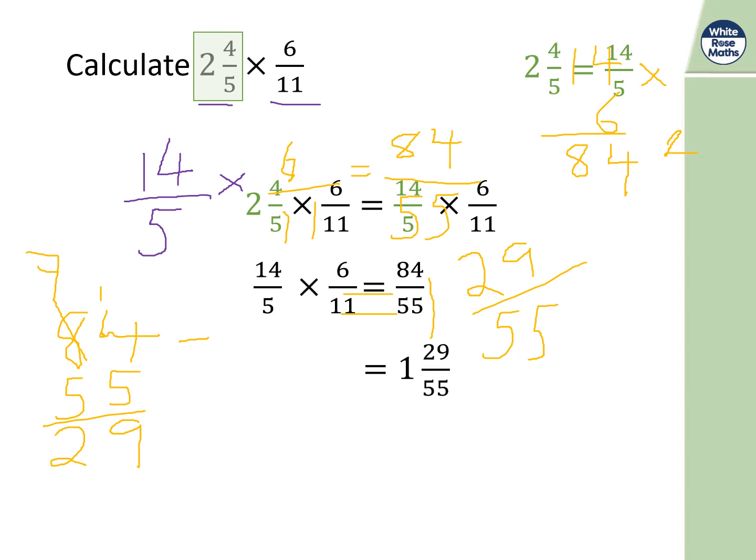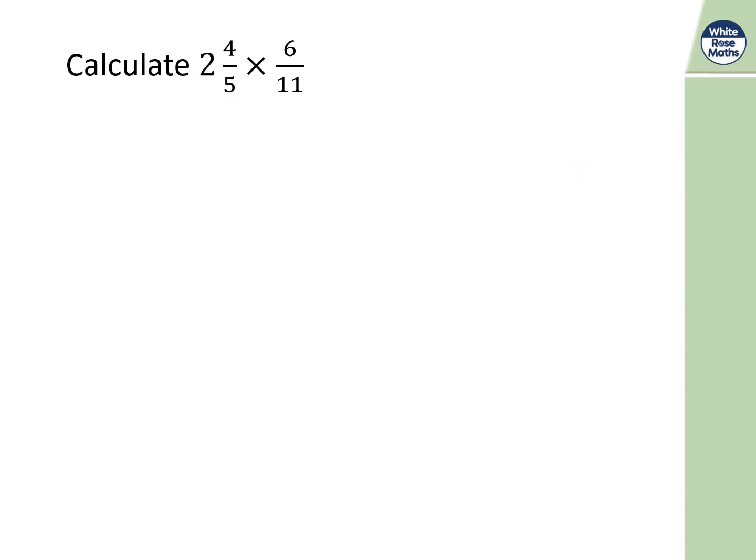Okay, there we go. So this next one, pause the video, guys, and try this question, and then press play when you're ready. Calculate 2 4/5 times 6/11. Again, changing this into an improper fraction, so it will be out of fifths. 5 times 2 is 10, plus the 4 is going to be 14.